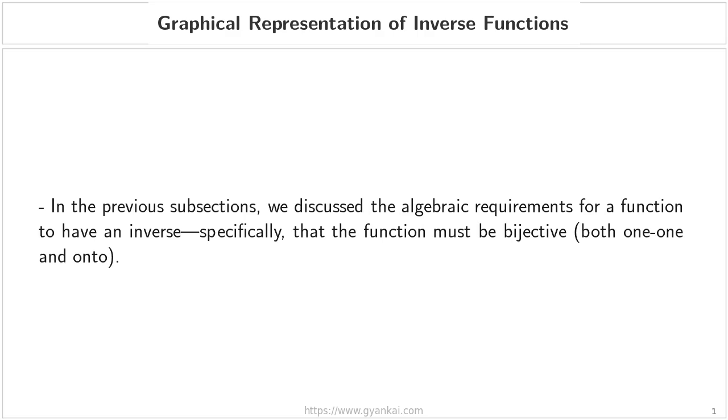To start, let's quickly recap where we left off. In our previous subsections, we focused on the algebraic side of things. We discussed the strict requirements a function must meet to have an inverse, specifically that the function must be bijective. As you recall, for a function to be bijective, it must be both one-to-one and onto.